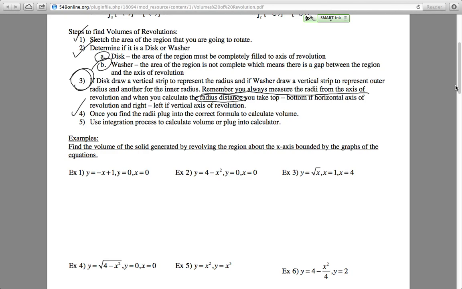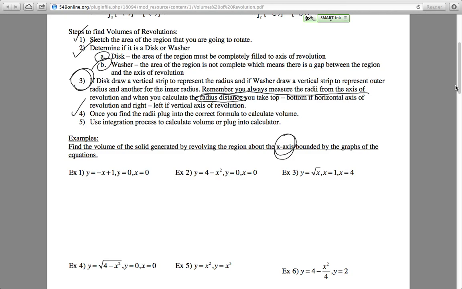Okay? Find the volume of the solid generated by revolving the region about the x-axis. So for the first 6 examples, we're going to revolve it around the x-axis. We'll do one with the calculator, one without the calculator, and then we're just going to set them up and move on. We're not even going to calculate. We're just going to see if we can do the setup step. All right, so here we go.